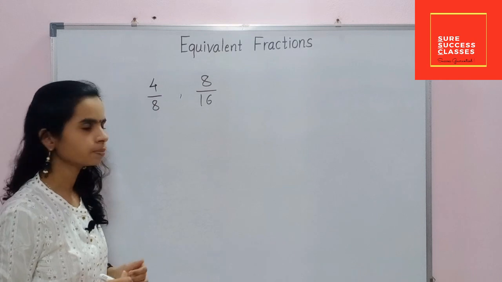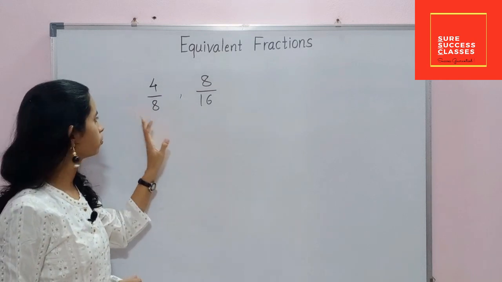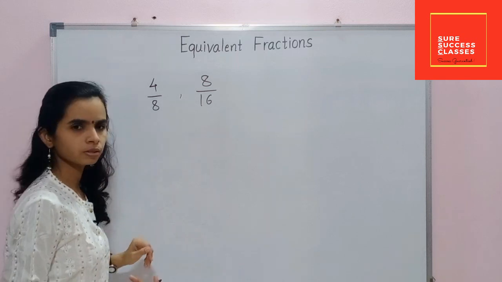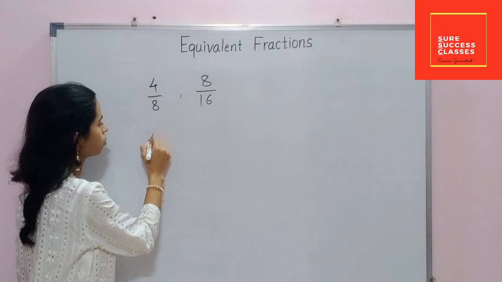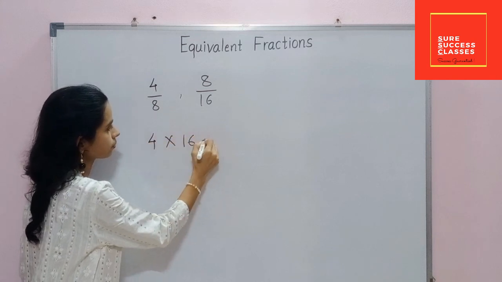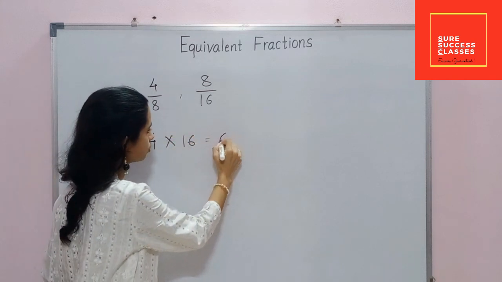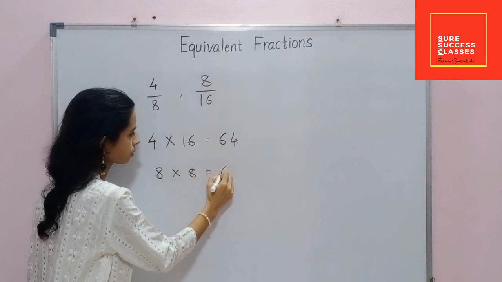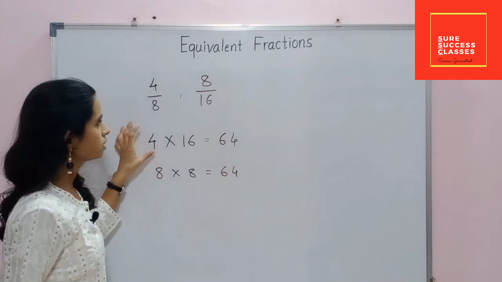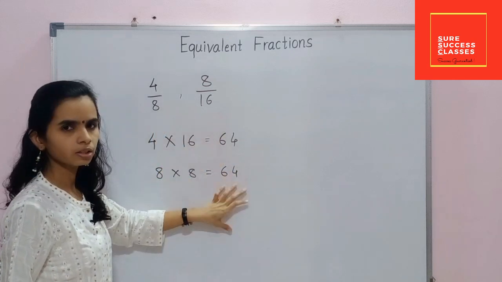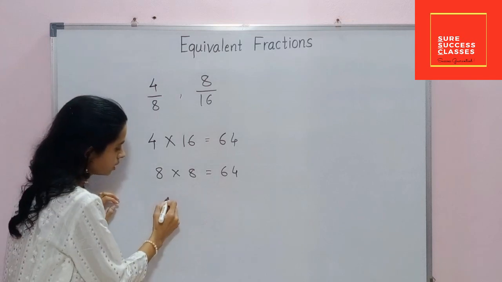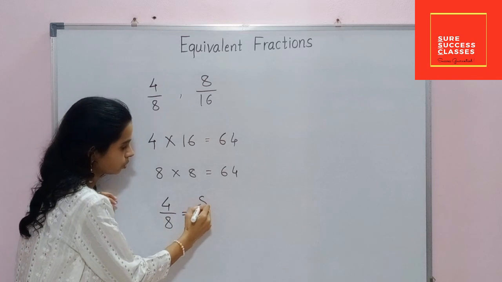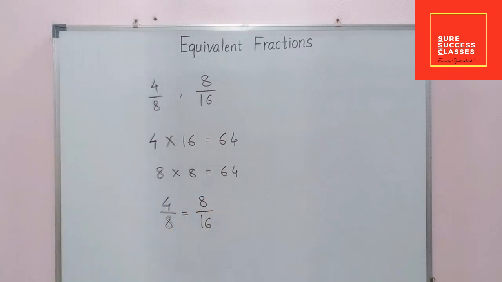Let's solve the next example. Here the given fractions are 4 by 8 and 8 by 16. So let's find the cross product. 4 into 16 is equal to 64, and 8 into 8 means 64. Means we have got the same value, so these fractions are equivalent fractions. We can write 4 by 8 is equal to 8 by 16.